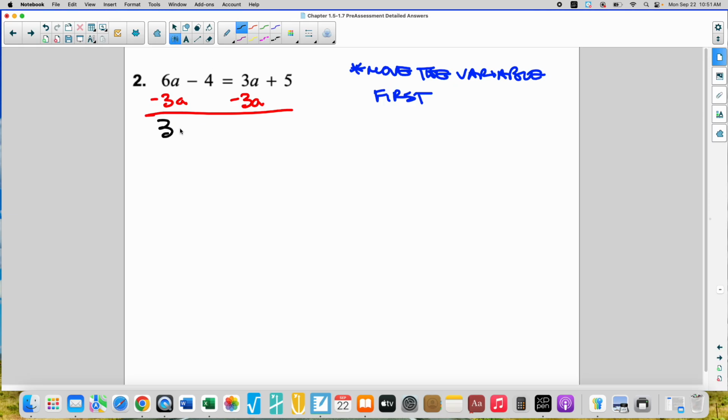That gives me 3a minus 4 equals 5. Now I'm going to move the constants to the other side. Whoa, not 5, 4. Plus 4, plus 4. 3a equals 9. And then we'll divide by 3, divide by 3. a equals 3.